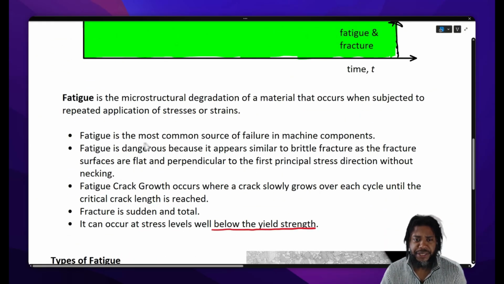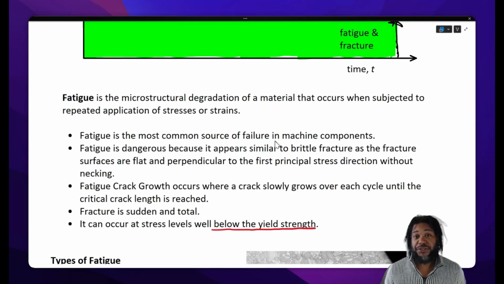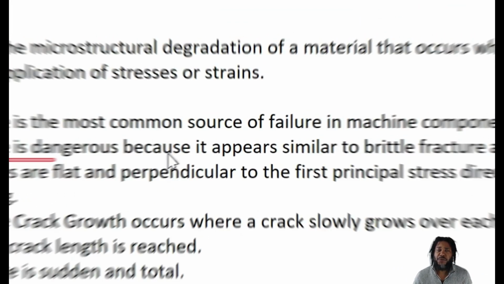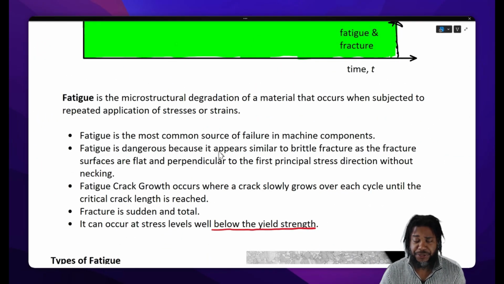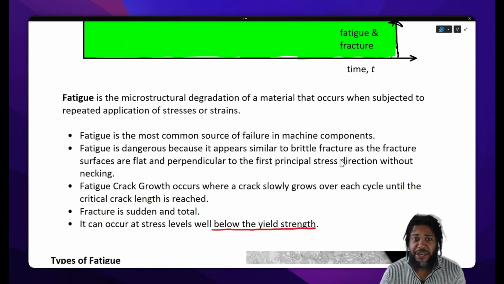Now, fatigue is one of the most common sources of failure in machine components, because usually we're designing components to survive. We're not designing components to statically fail. The first time you use them, they fail. No, we're designing them to last, right? And fatigue is also one of the most dangerous types of failures because it can appear similar to brittle fracture in structures, and can occur sometimes with very little propagation of the crack before fracture.